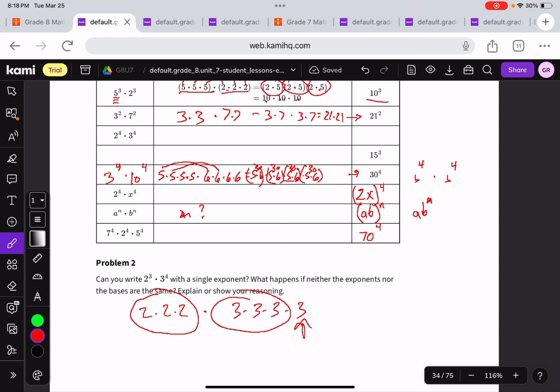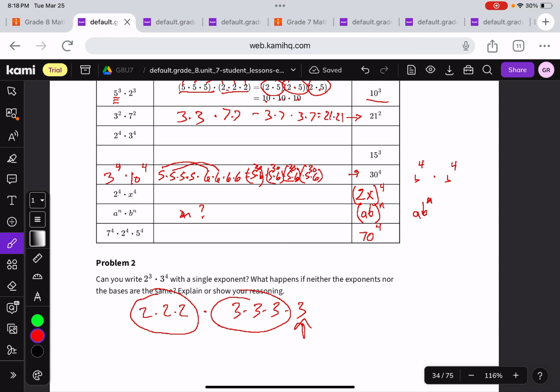So there's kind of lots of ways that you could answer this. I don't think there's a right or wrong as long as you have a good explanation, because you could possibly write it with a single exponent as long as you multiply something times 3 at the end. But then I guess it wouldn't have a single exponent because 3 technically has an exponent, 3 to the first. So I'll leave it up to you what you think.